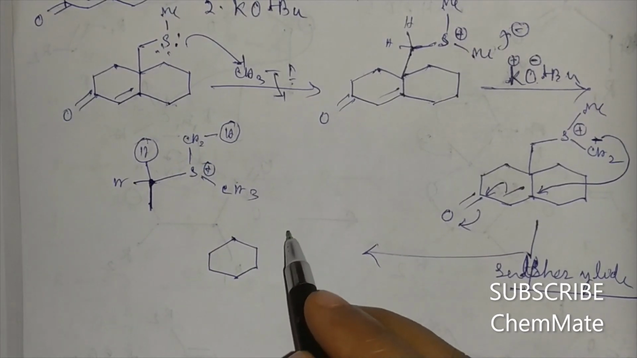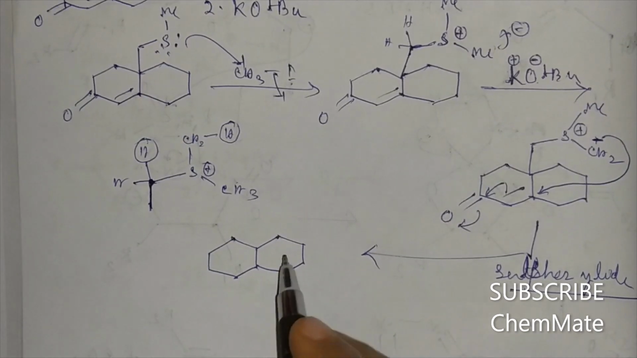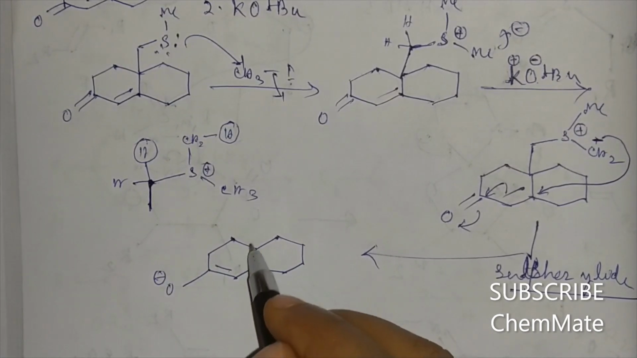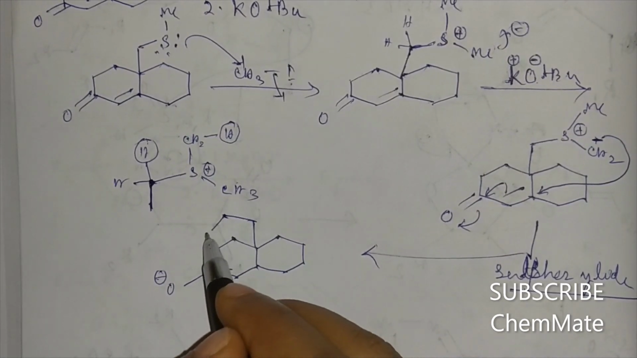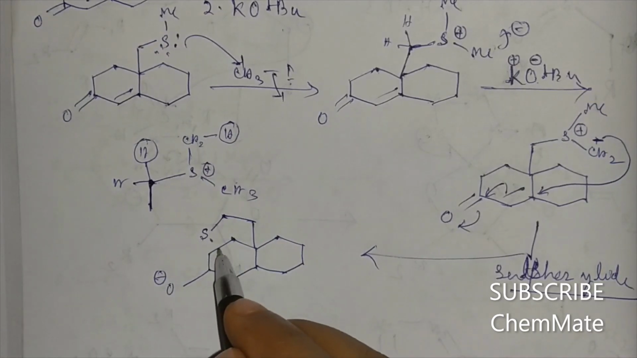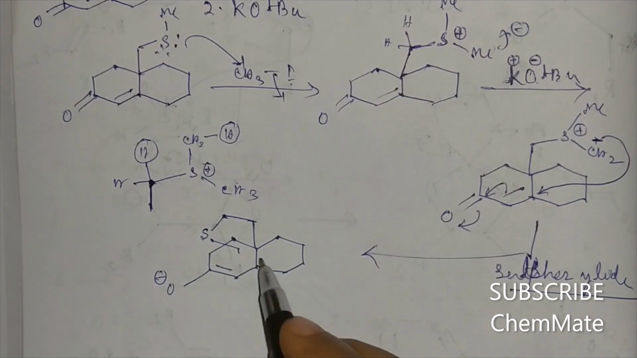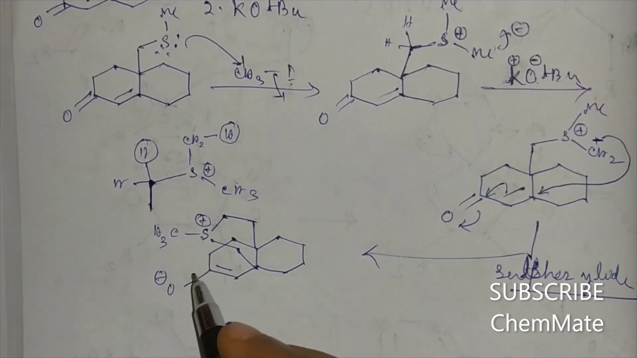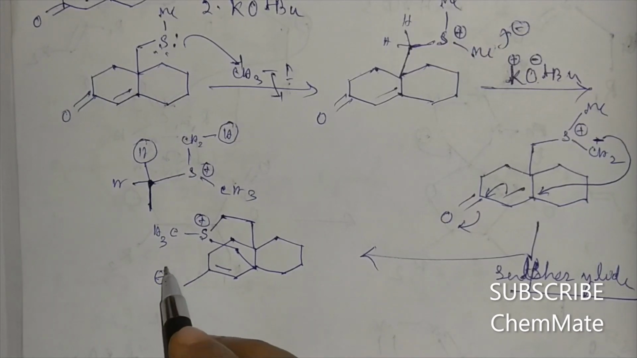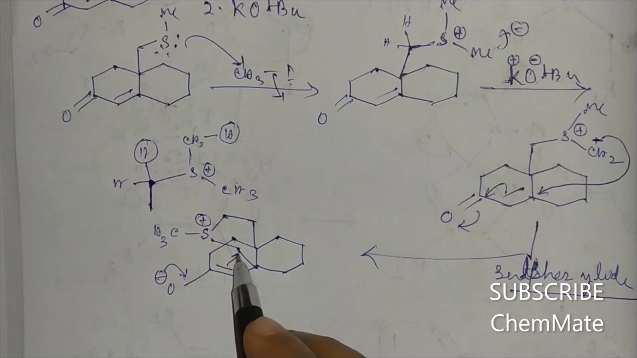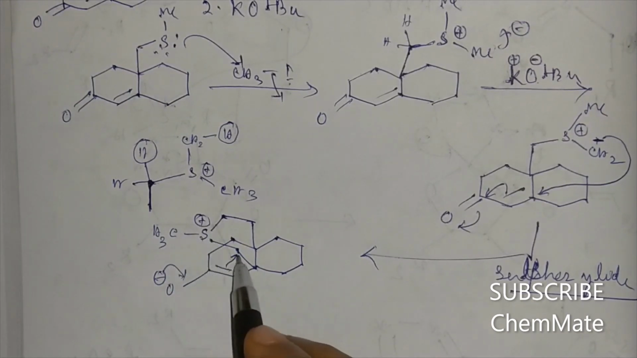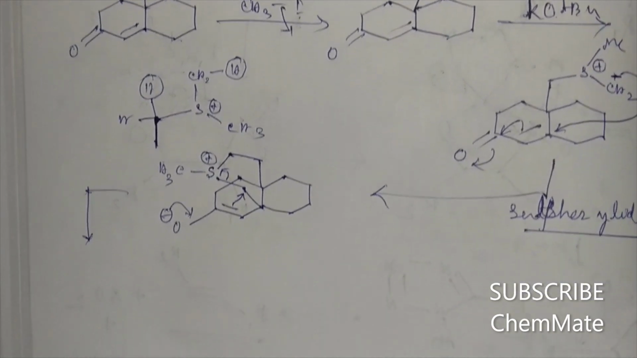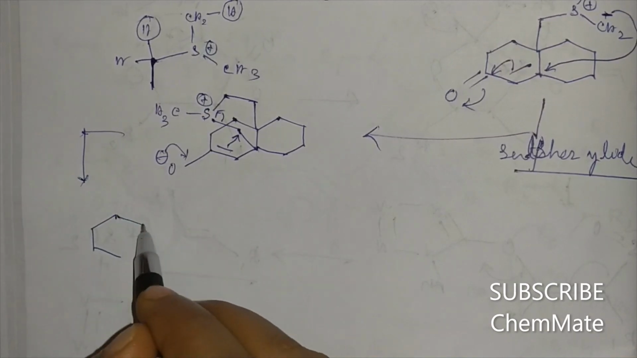So what will happen? I am drawing this in this way. Here the S. Now this is the CH2. Here one CH3 group is there. Positive charge will be on sulfur. Now when it will return, this will attack this carbon and this will act as a good leaving group. So here a three member ring, cyclopropyl ring, will be formed.